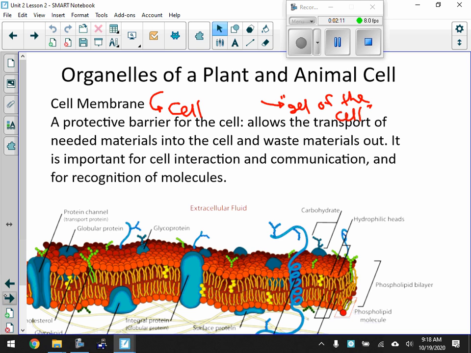And it says here, the protective barrier for the cell is the cell membrane. Okay? It allows for the transport of needed materials into the cell and waste materials out. It is important for cell interaction and communication, and for the recognition of molecules.